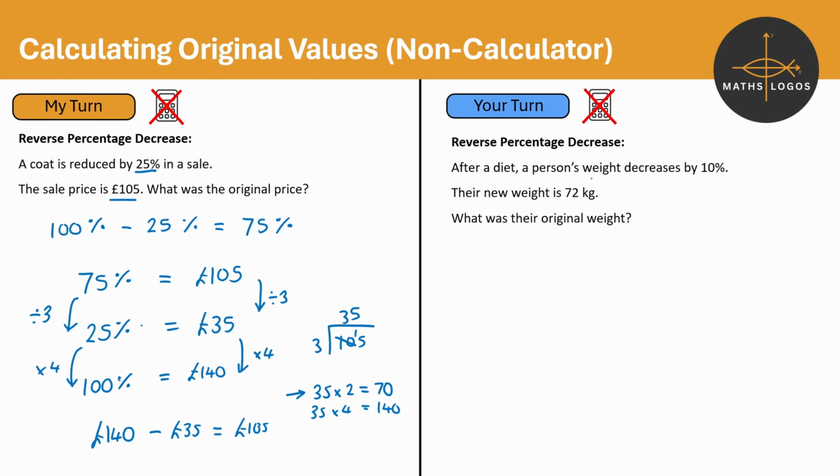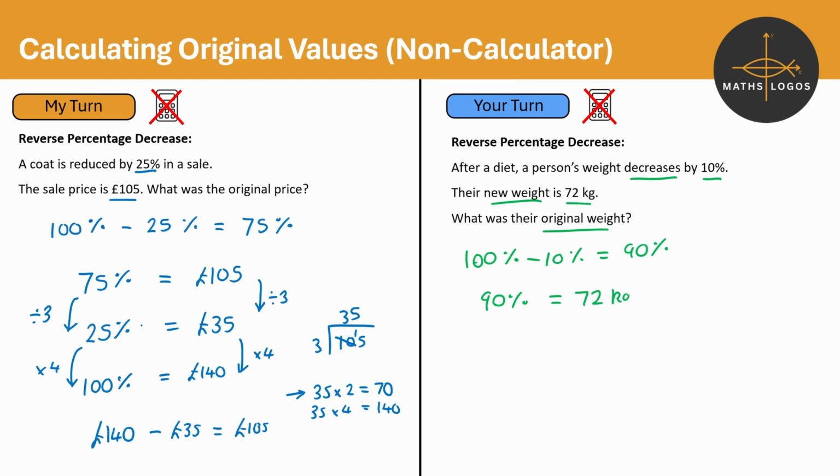After a diet, a person's weight decreases by 10%. Their new weight is 72 kilograms. What was their original weight? So their original weight was 100%. Their weight decreased by 10%, leaving us with 90%. And this new weight, the 90%, is equal to 72 kilograms.